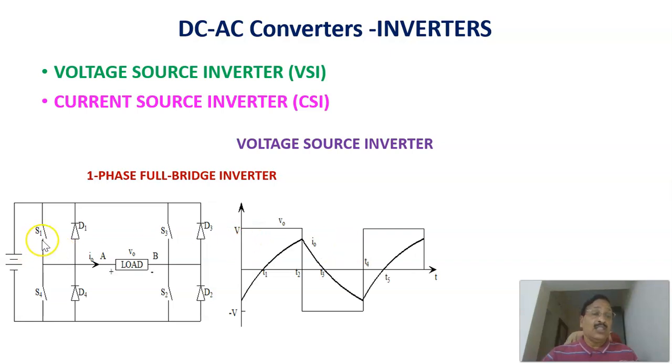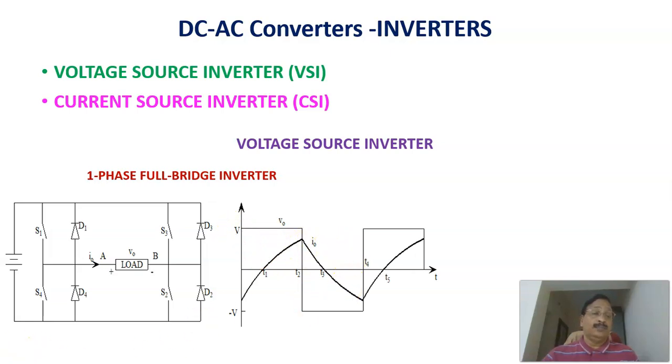Therefore, as the switches S1, S2, and S3, S4 are controlled here, the input DC voltage will be converted into a square waveform like this, the AC output voltage. It's a square type inverter, and this is the current waveform, that is, the current flowing through the load. Therefore, this is a single phase full bridge converter that converts the fixed DC quantity into an AC quantity, AC voltage.